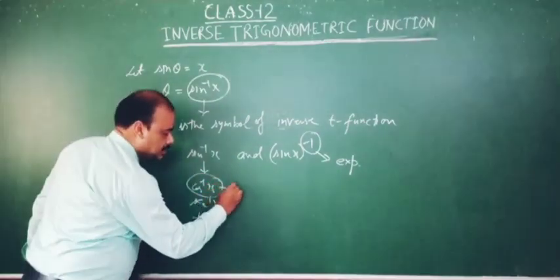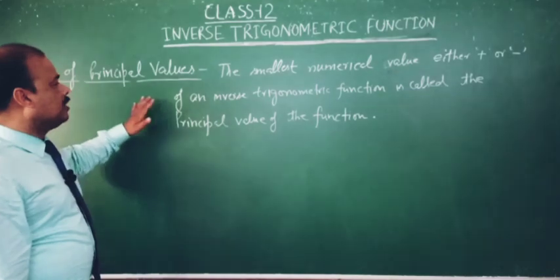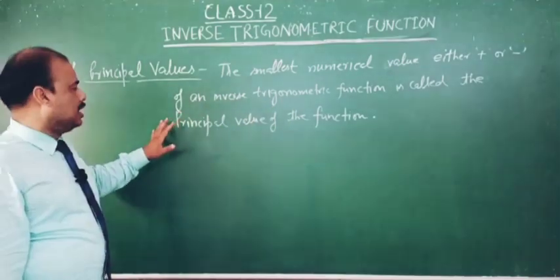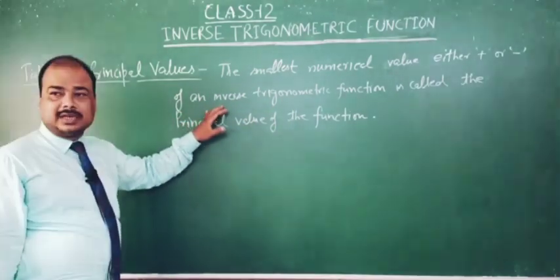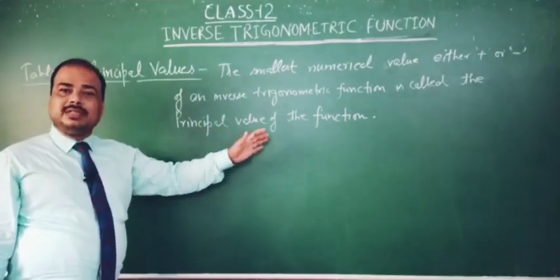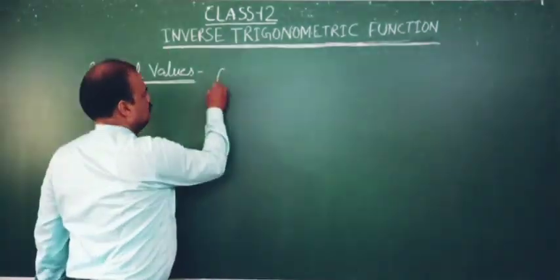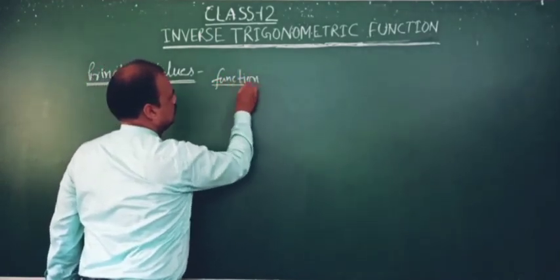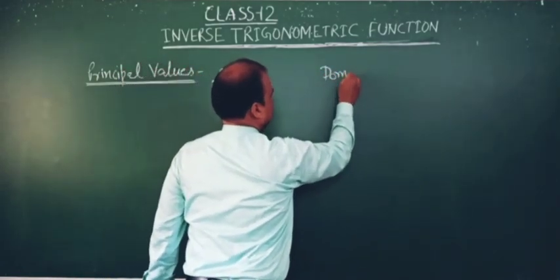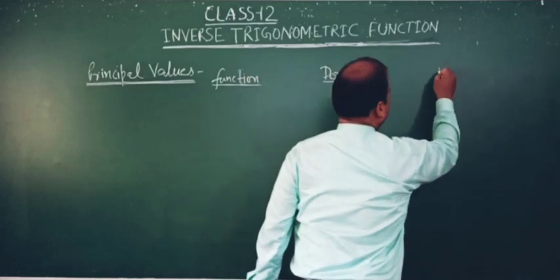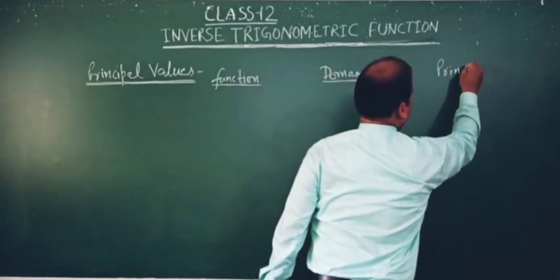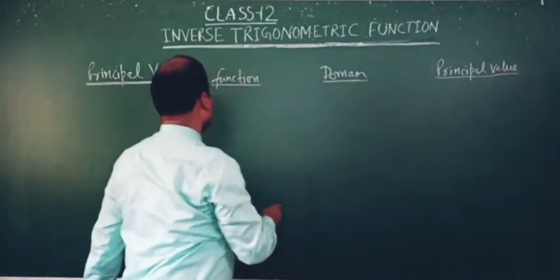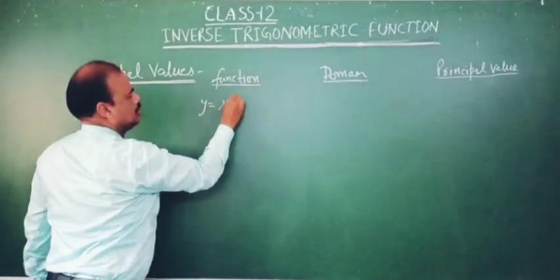These represent an angle. Principal value of a trigonometric function: the smallest numerical value, either positive or negative, of an inverse trigonometric function is called the principal value of the function. Function, domain and its principal value. y equal to sin inverse x.